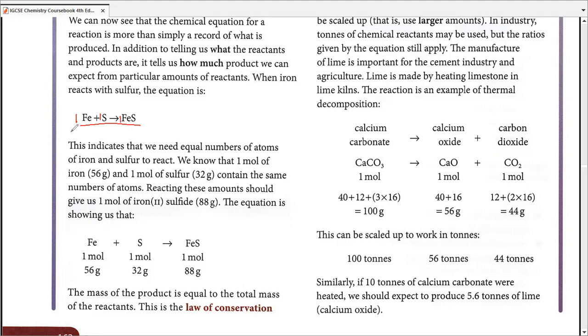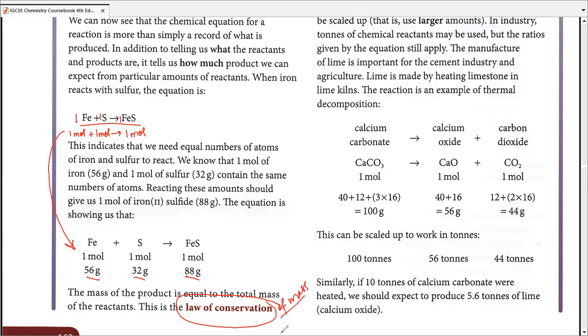So even in case of moles, this is pretty easy. 1 mole of this one was added to 1 mole of this one, and we formed 1 mole of our product, iron sulfide. But if I convert these moles into masses, you're going to understand that 56 grams of iron reacts with 32 grams of sulfur and produces 88 grams of iron sulfide. Now, this is actually following the law of conservation of mass.